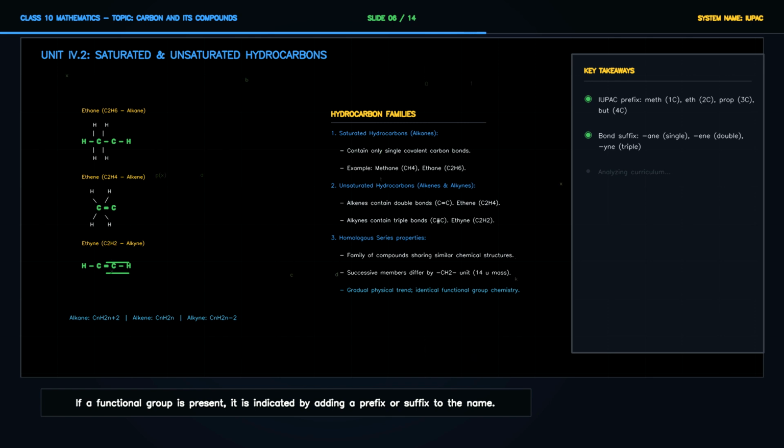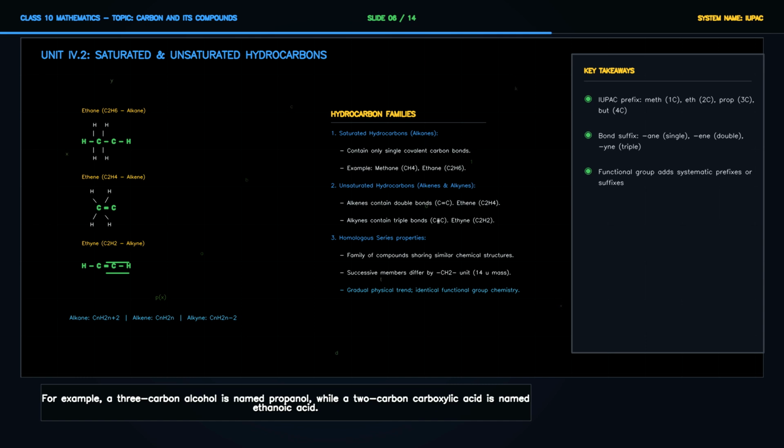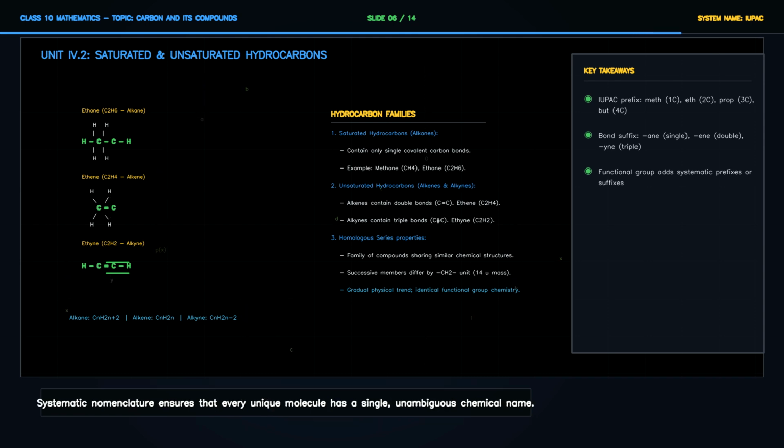If a functional group is present, it is indicated by adding a prefix or suffix to the name. For example, a 3-carbon alcohol is named propanol, while a 2-carbon carboxylic acid is named ethanoic acid. Systematic nomenclature ensures that every unique molecule has a single, unambiguous chemical name.